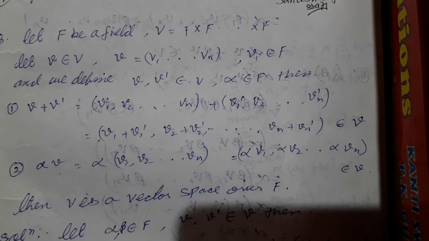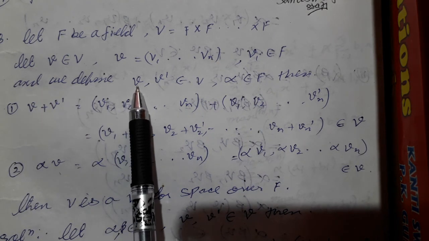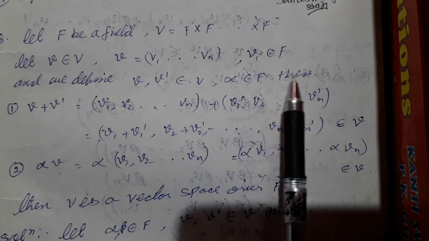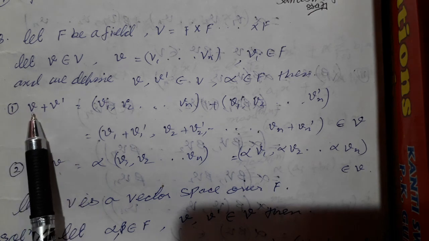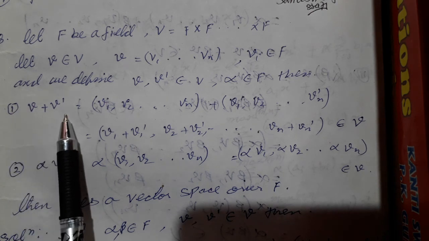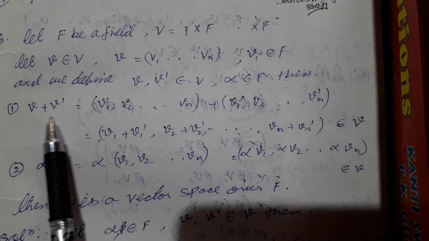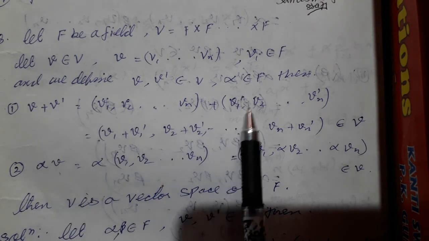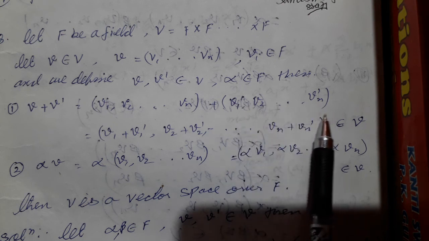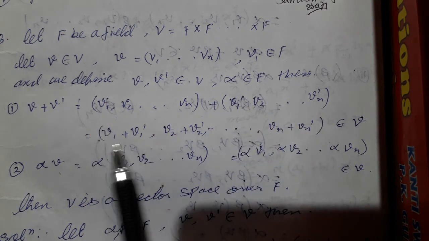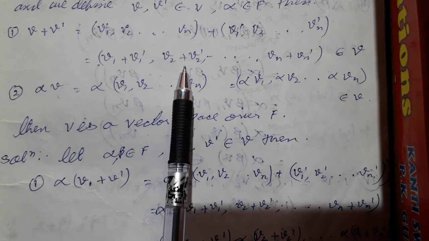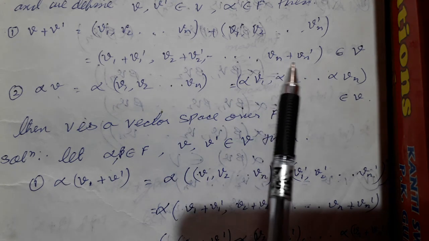Now we are trying to define this, so we have v and v dash belonging to V, and alpha belonging to F. First of all, we define the addition. So v plus v dash we define as follows: take the element v as an n-tuple, and v dash also as an n-tuple, v1 dash, v2 dash, and so on. We define the addition coordinate-wise. So we have v1 plus v1 dash, v2 plus v2 dash, and so on till vn plus vn dash.